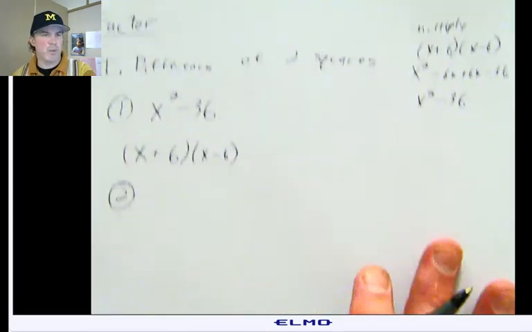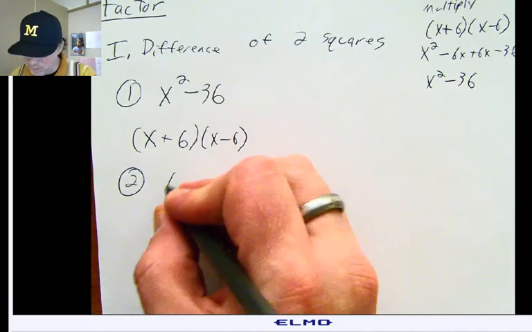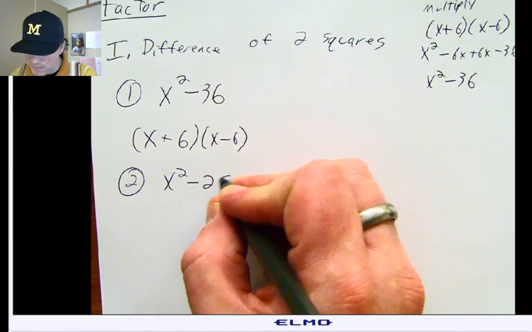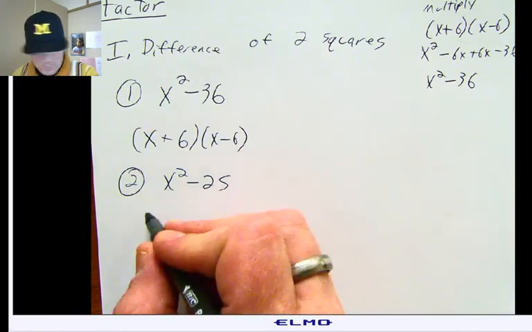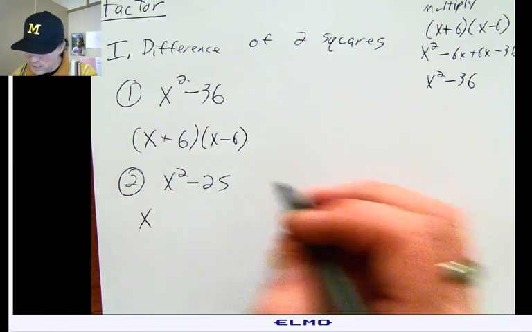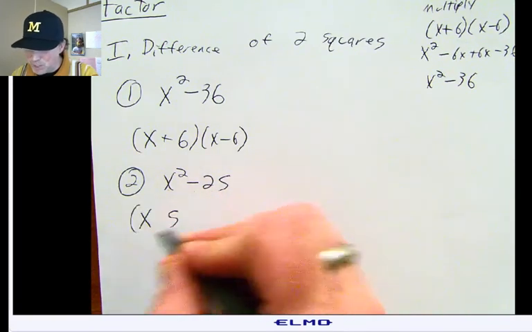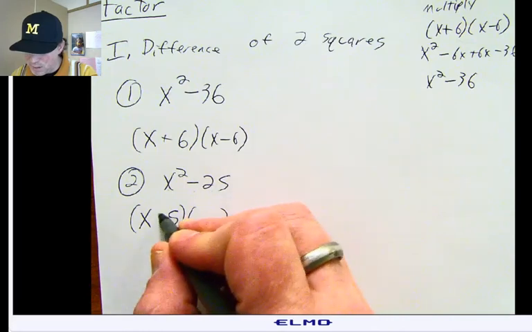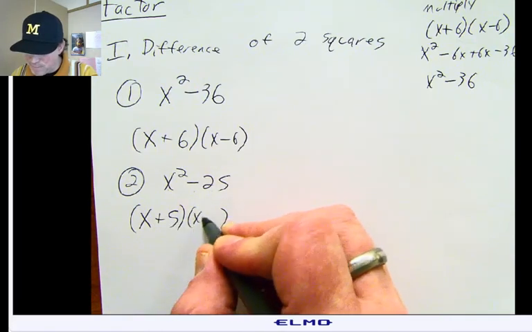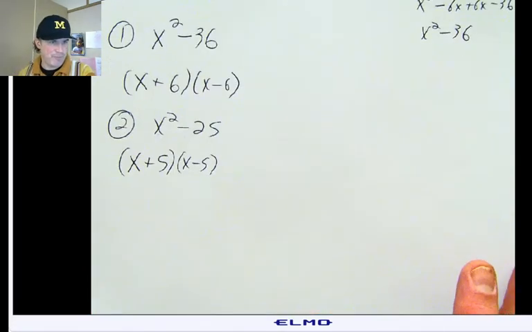Number 2, I'm just going to rifle off some really fast examples here. X squared minus 25. Square root of x squared is x. Square root of 25 is 5. There's a minus between them, so it's that special case scenario, and it's x plus 5, x minus 5.